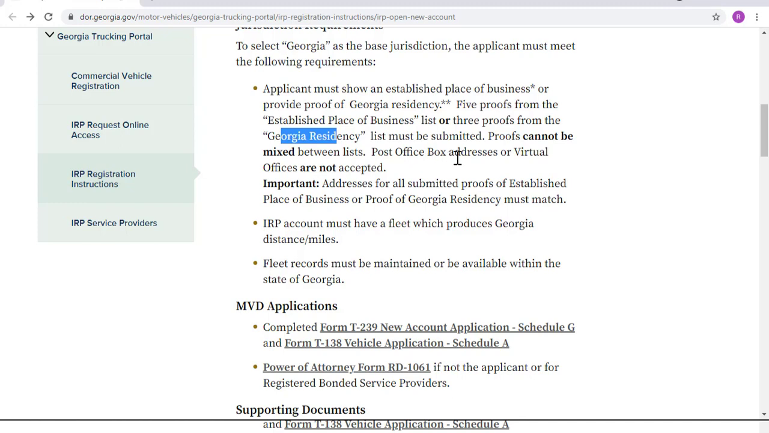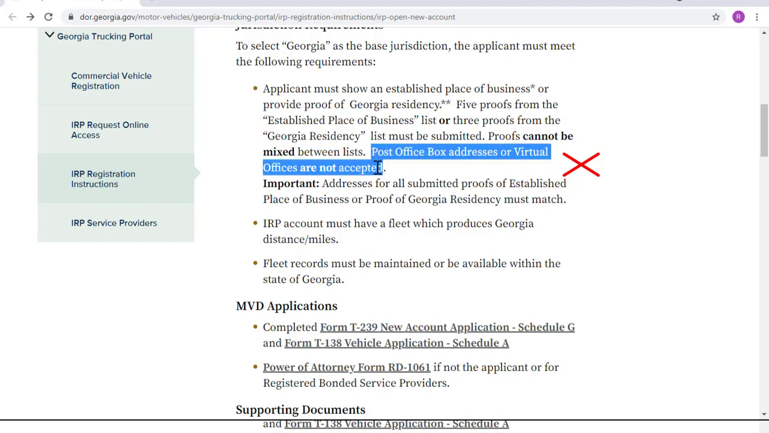Post office box addresses and virtual offices are not accepted. Okay, so you're going to have a physical mailing address here, period. If you have a P.O. box, if you have a virtual office, they will not accept that. All right, so let's keep going down here because we're going to go through.